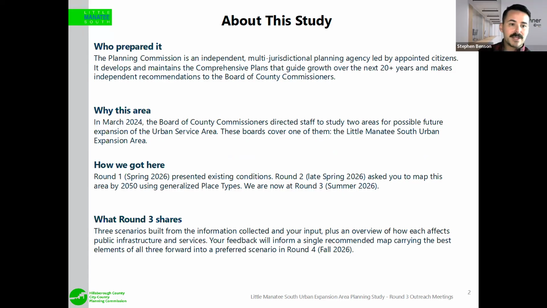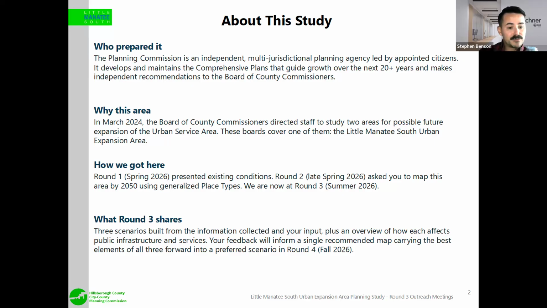This is being prepared by the Planning Commission, which is an independent multi-jurisdictional planning agency that develops the comprehensive plans that guide growth over the next 20 plus years and makes independent recommendations to the Board of County Commissioners. This study was initiated in March of 2024. County commissioners directed staff to study 2 areas for possible expansion of the urban service area. These boards are going to cover one of them. This is the Little Manatee South Urban Expansion Area Study.